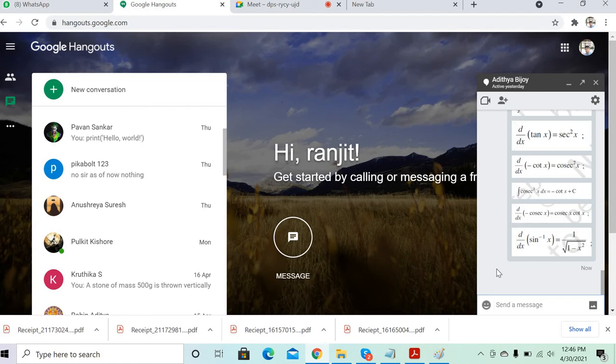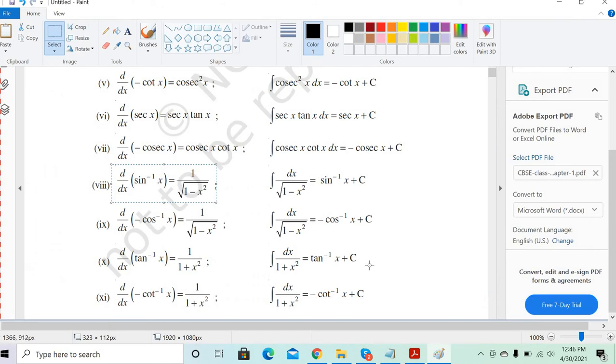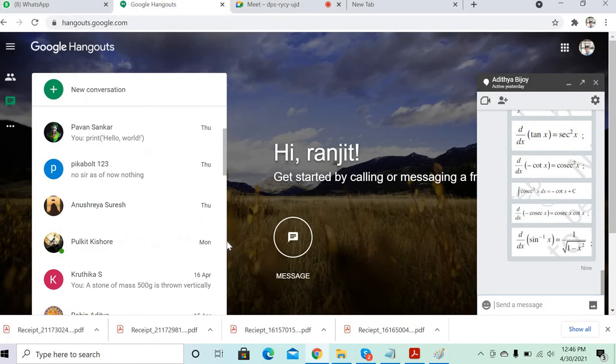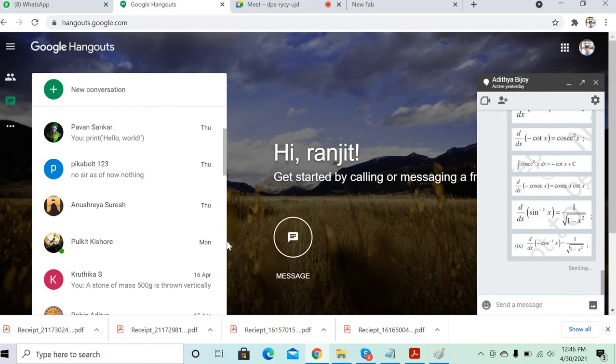It should be 1 by root of 1 minus x square. Correct, no? Understood this part? Clear? Okay, excellent. Next part. What is the integration of cos inverse x? Differentiation of cos inverse x is minus 1 by root of 1 minus x square.